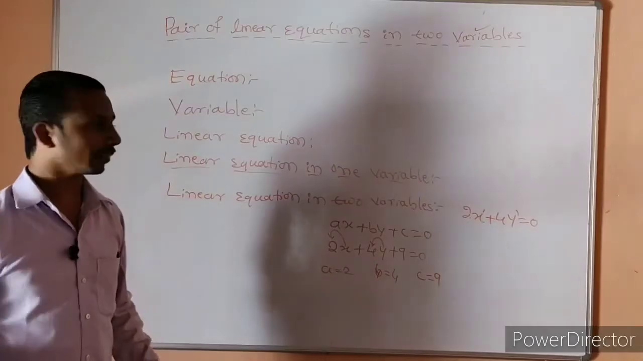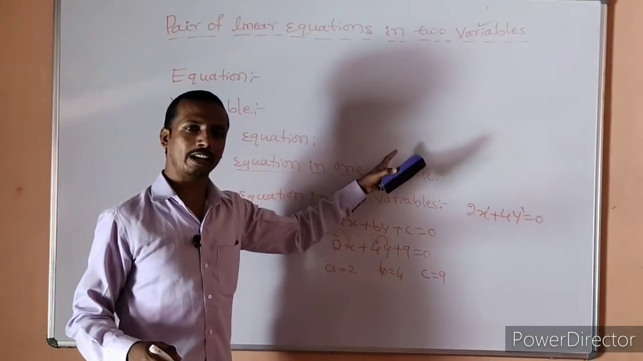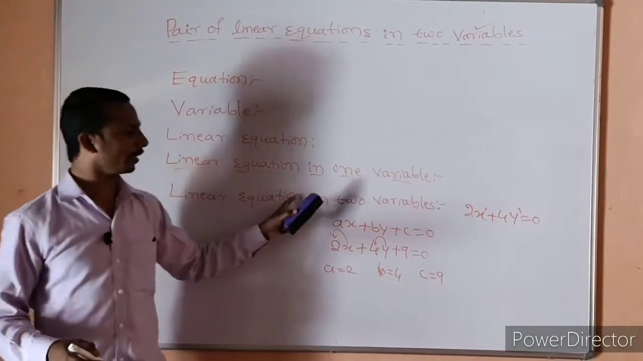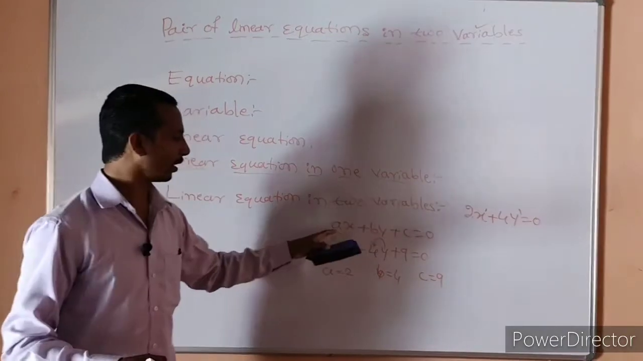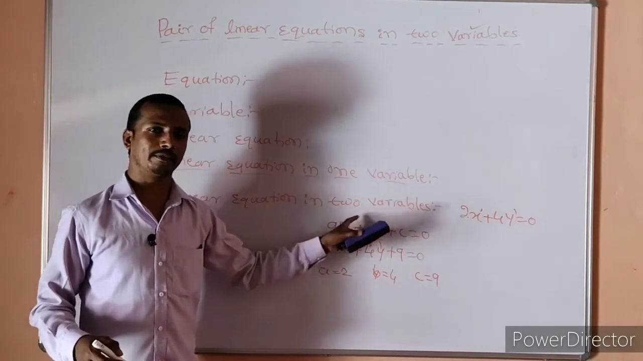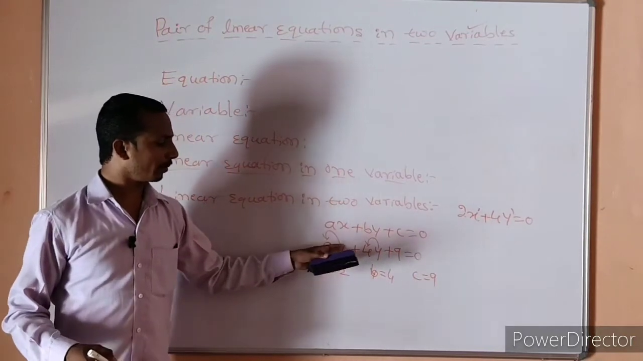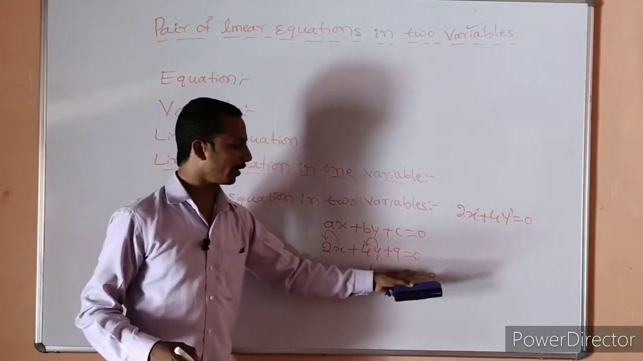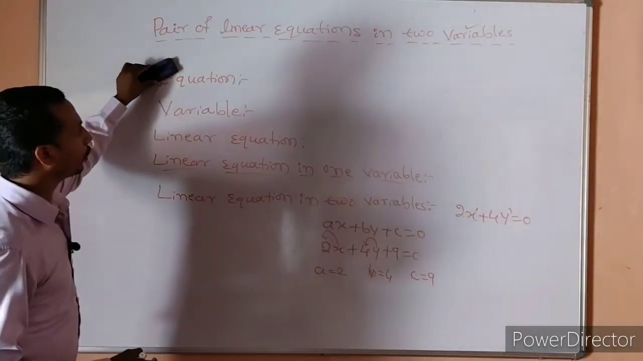in two variables. Now here we know that a linear equation in one variable has exactly one solution. A linear equation in two variables has infinitely many solutions. Now here we know that ax + by + c = 0 is the general form of a linear equation in two variables. Here the coefficient of x is a, the coefficient of y is b, and c is a constant. Then next, pair of linear equations in two variables.